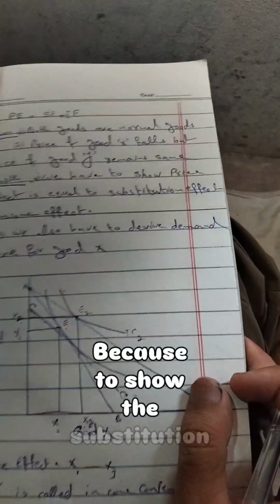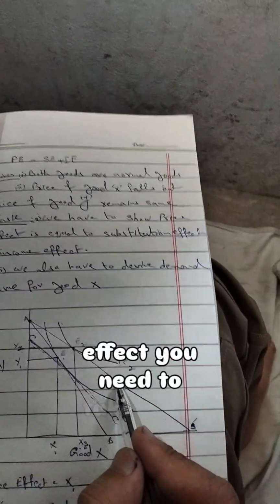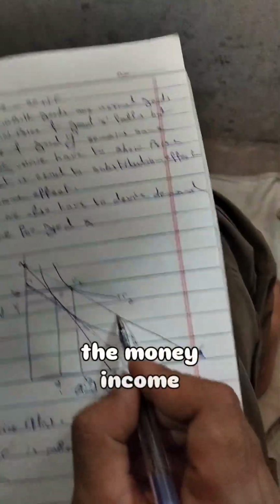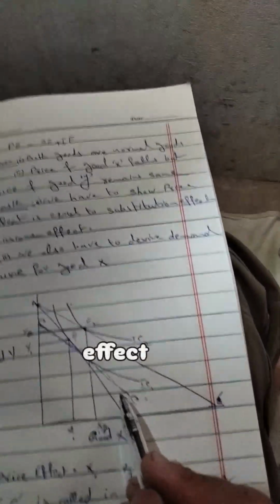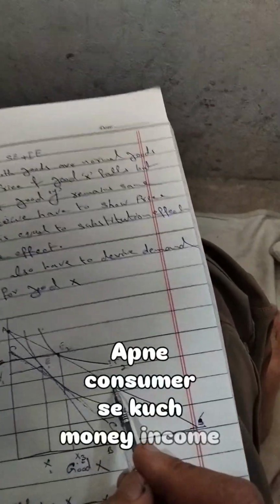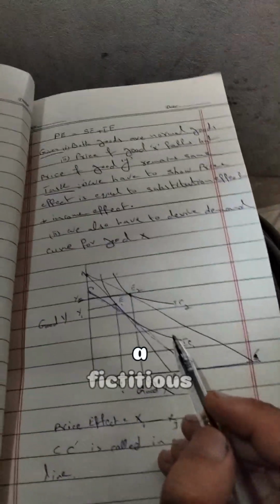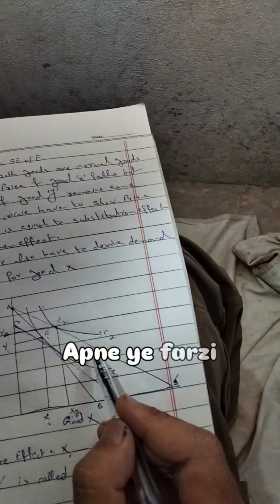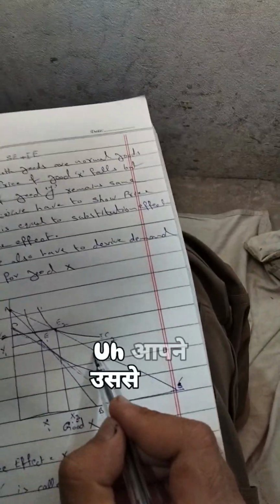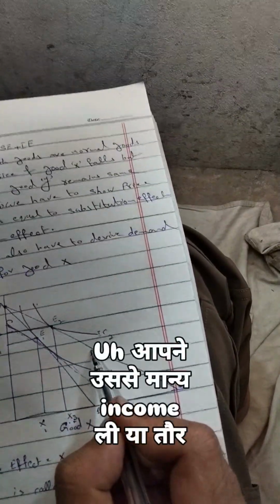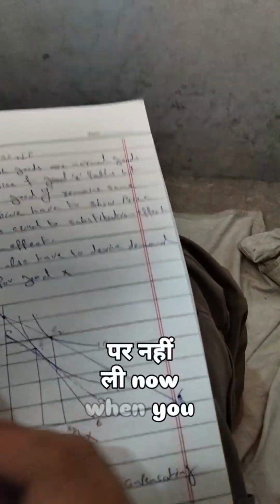Why is it called income compensating line? Because to show the substitution effect, you need to take some part of the money income from the consumer. I repeat, to show the substitution effect, you need to take some part of the money income from the consumer. आपने कंज्यूमर से कुछ मनी इनकम वापस ले लेनी है. And remember, it's a fictitious taking. आपने ये फ़र्ज़ी तौर पर उससे मनी इनकम लिया, हकीकी तौर पर नहीं ली.